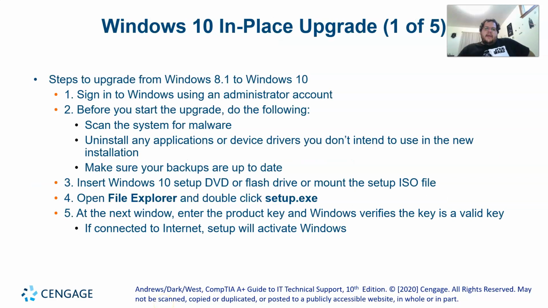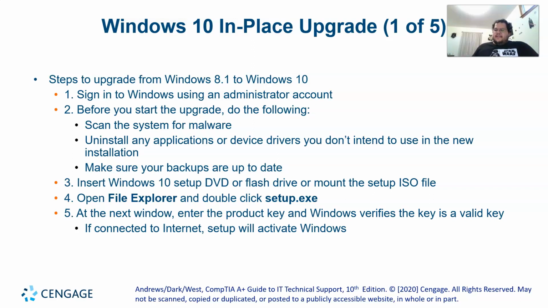When you're doing an in-place upgrade for Windows 10, you have to sign into your administrator account. Pretty much all computers have an administrator, but if you're not, get into the administrator. Scan your system and make sure there's no antivirus or malware on it. Clean out any unnecessary programs. Back up all your information right before you install.